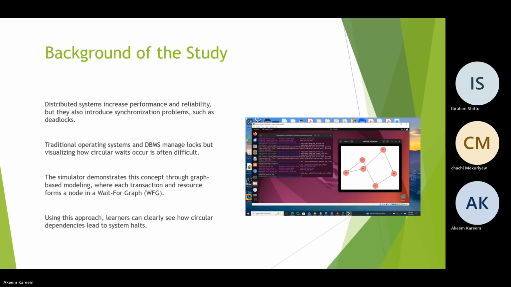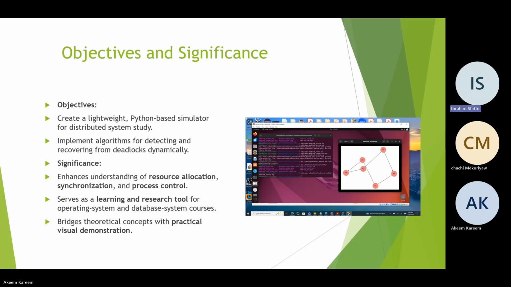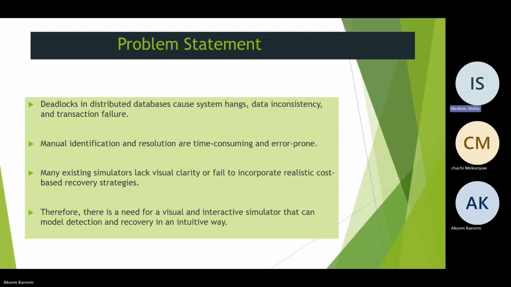Next slide. The objectives of our project: we set out to build a lightweight Python simulator that accomplishes three things. The first is to model distributed transactions realistically. The next is to implement algorithms that automatically detect these cycles. And finally, we design a cost-based victim selection strategy. This project is significant because it bridges the gap between theoretical operating system concepts, and it provides a visual tool that helps students and researchers to see deadlock and understand the cost of fixing it.